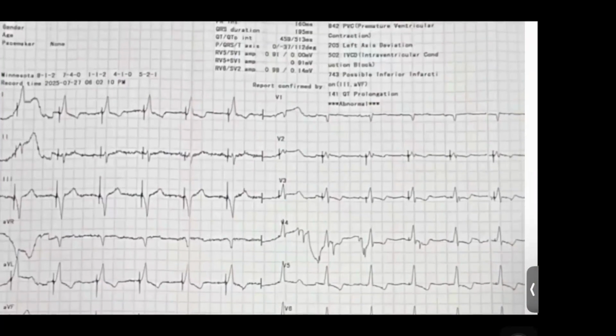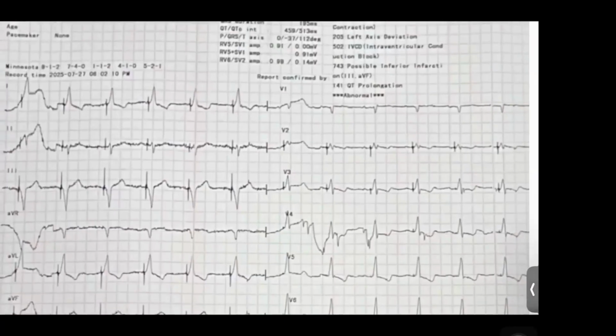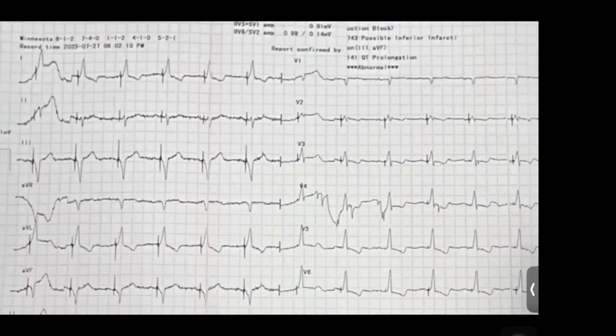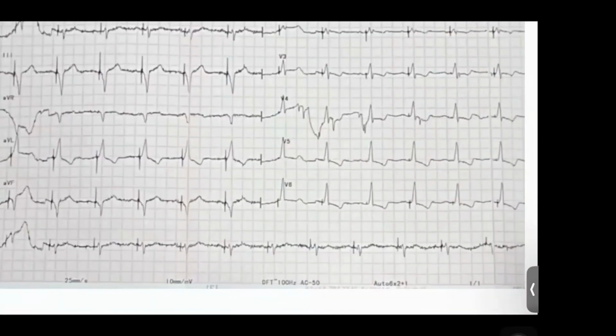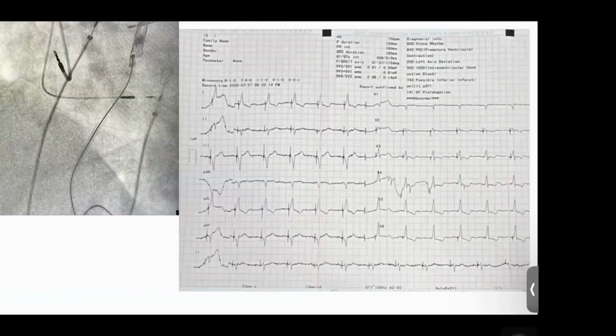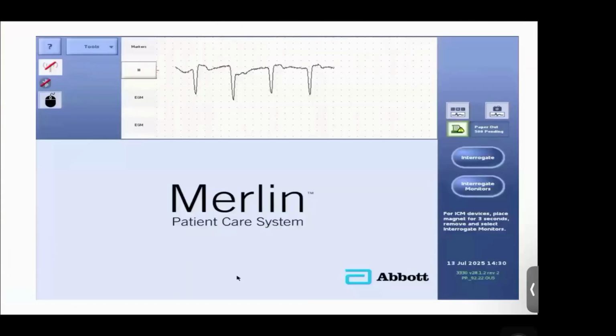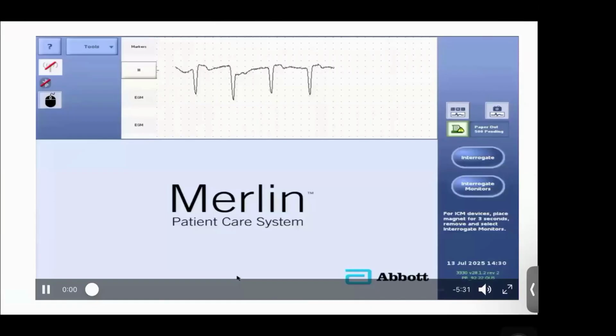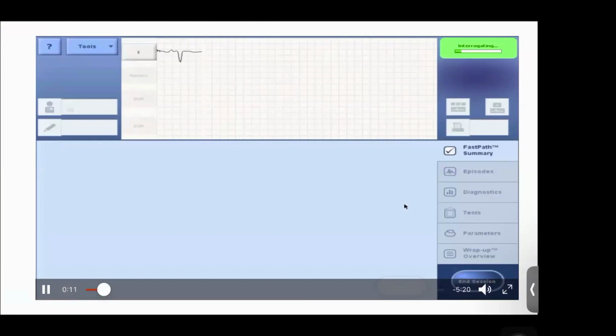RSR' with a little r in V1, and also R' in V1, and also it's a very narrow complex here in unipolar configuration. I think the peak R wave time is almost less, around 70, 72 as I remember. And here's the programming in our clinic.